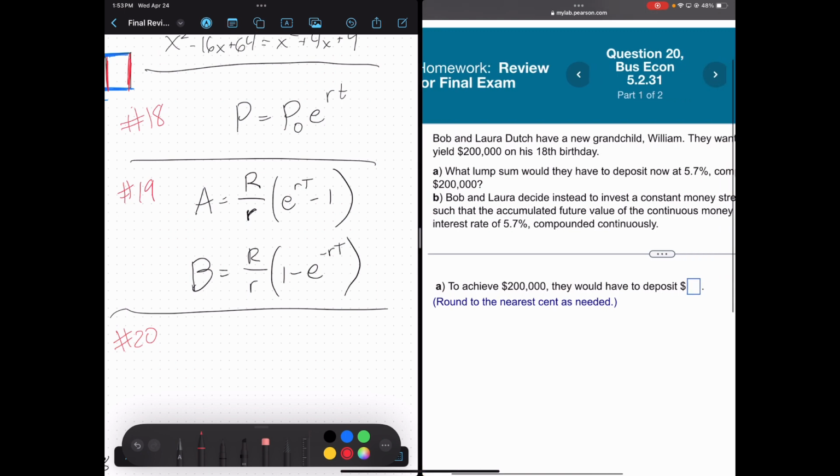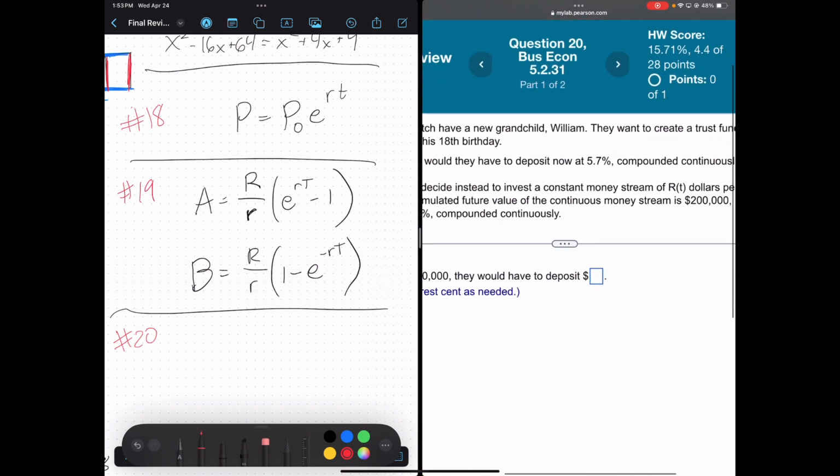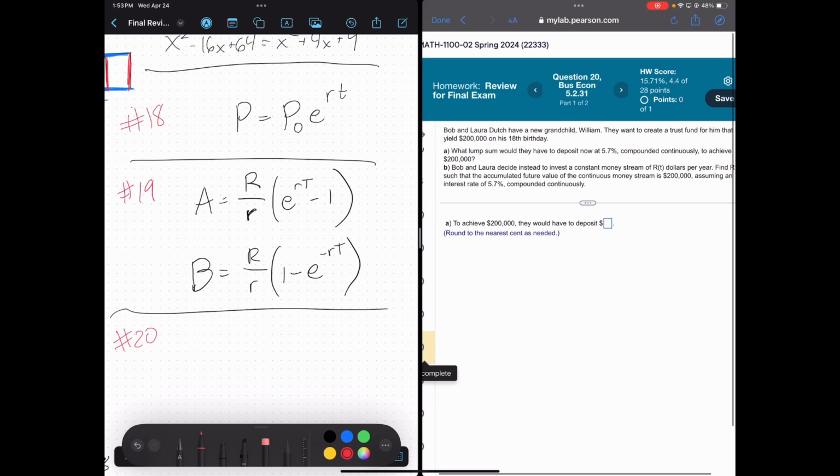Let's look at part A. What lump sum would they have to deposit now at, there's your rate, 5.7%. Part A, am I using either of these for part A? No, because the whole idea of part A is let's not do a continuous income stream and just think about what I would have to invest right now in order to just let that sit for 18 years. So that one, part A, you're using this again.